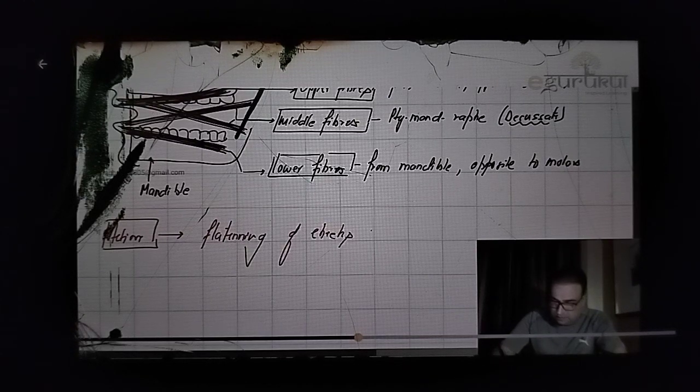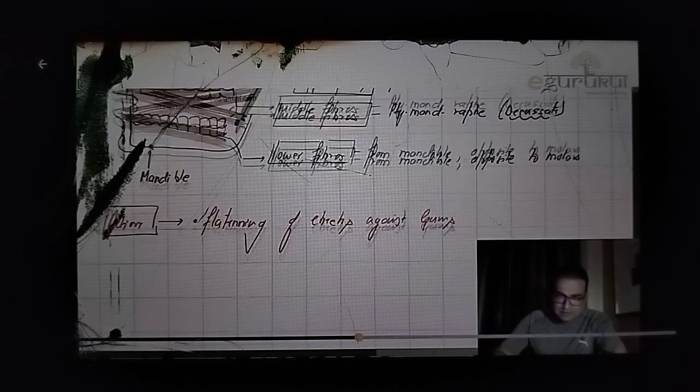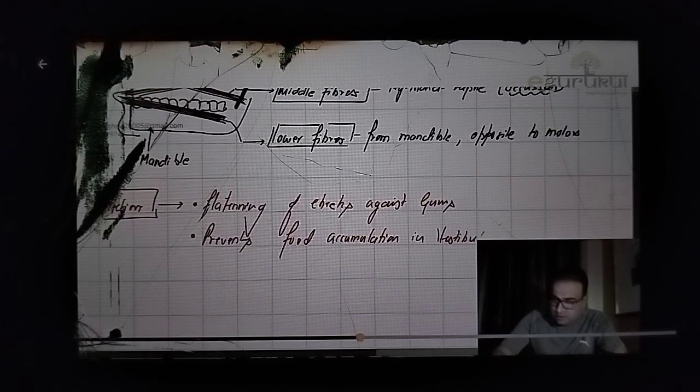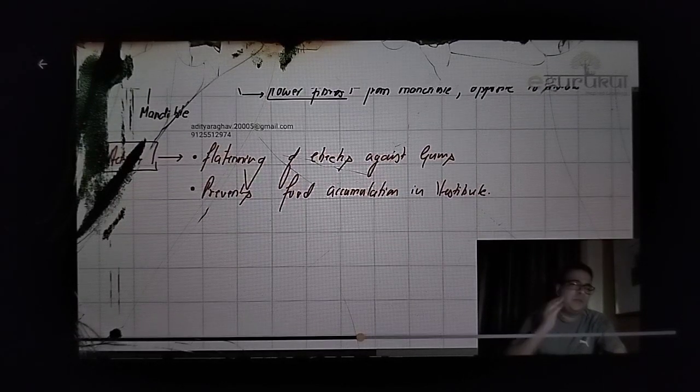So when it comes to buccinator, one of the functions is flattening of cheeks against gums. Flattening of cheek against the gums. It prevents what? Food accumulation. It prevents food accumulation in the vestibule. This vestibule here is basically the space between the cheek and the teeth. Teeth or gums, you can say that space is the vestibule only.